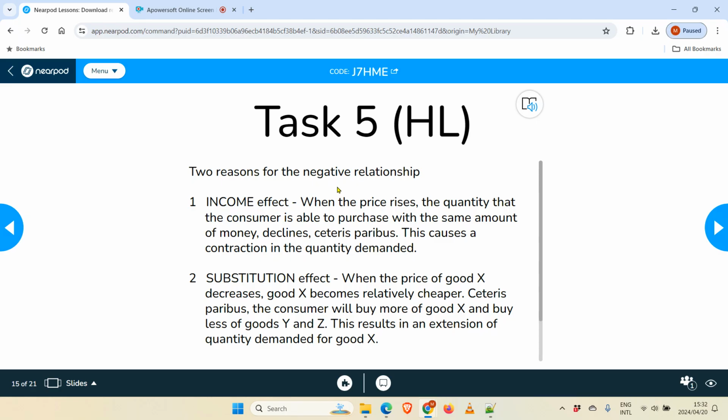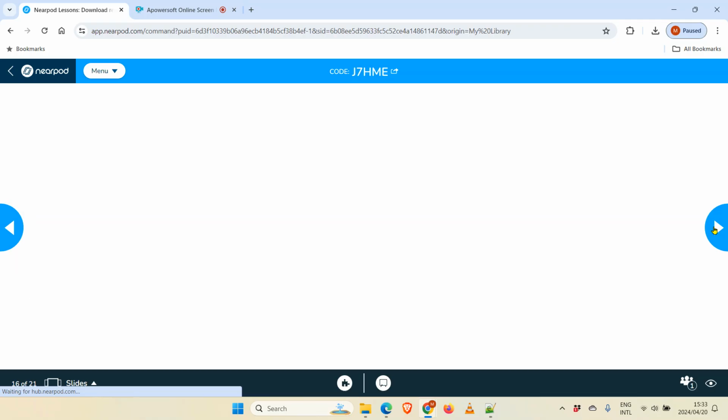And the other reason for this negative relationship is the substitution effect, when one good can be substituted for another good. When there's a change in the price of one good, it's likely that the substitute product will be affected by that change in price. So these are the two reasons why there is a negative relationship between price and quantity demanded.